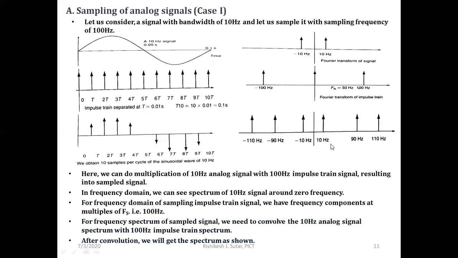So after convolution, we will get the spectrum of the sampled signal in this way. You can observe this is the spectrum of the analog signal. If we convolve with this middle component, I will get this sample spectrum between minus 10 Hz and plus 10 Hz. If we convolve this analog signal spectrum with minus 100 Hz, I will get the spectrum at minus 110 Hz and minus 90 Hz. Similarly, if I convolve this analog signal with the spectrum of 100 Hz, I will get the spectrum at 90 Hz and 110 Hz.